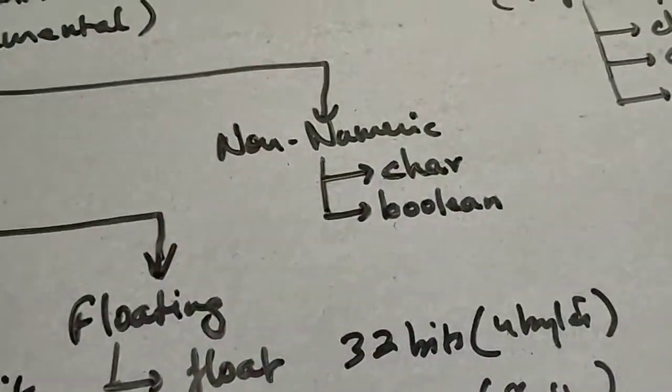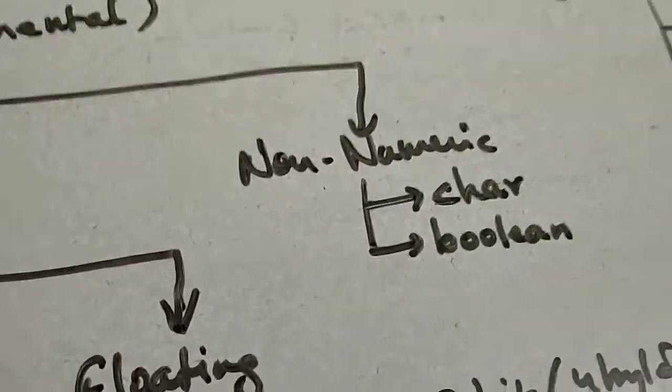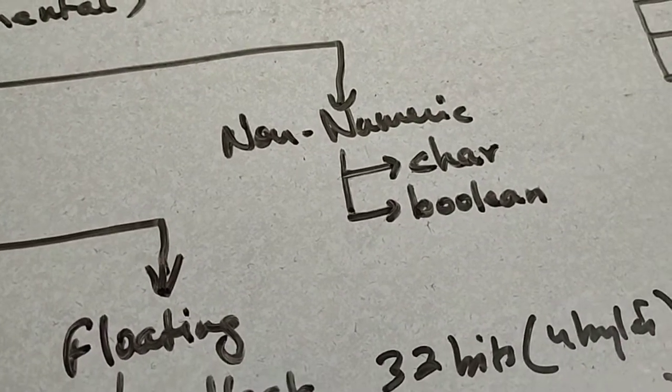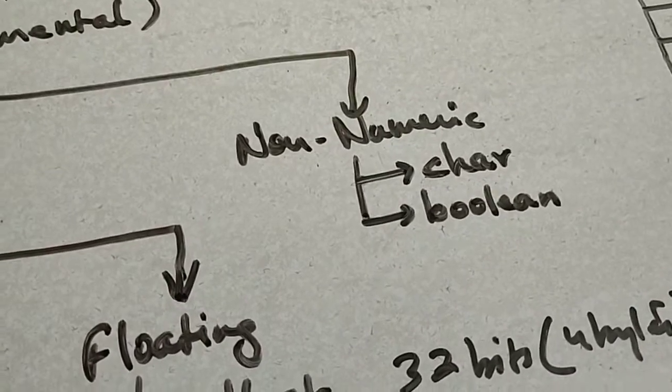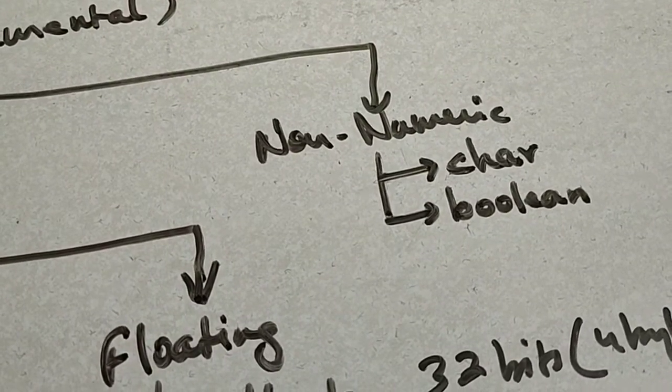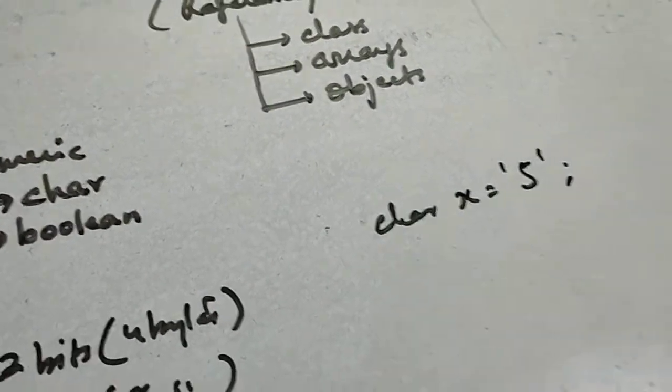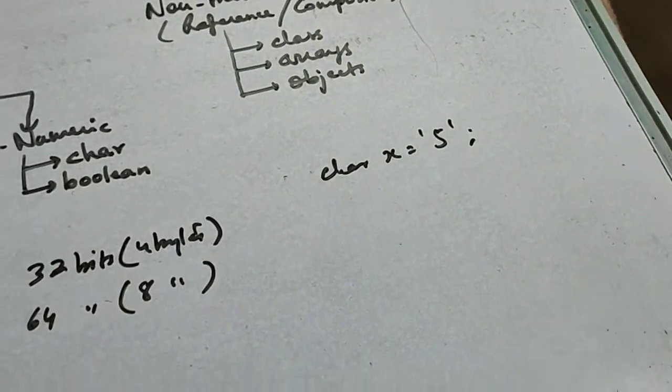Then we have char, the non-numeric type. Char stores a character, it represents a character type. We write it this way, like char x is equal to 5. That is a character value. A character value is written in this order.